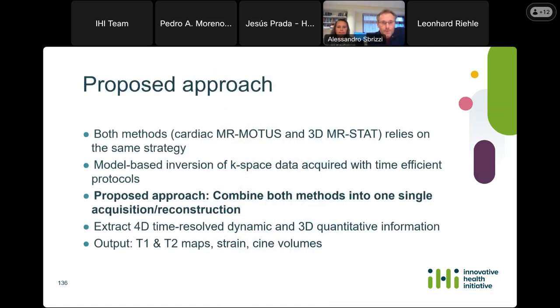To bring together these 2 approaches, they're both based on a model-based inversion of raw MRI data. So when you combine both into a single acquisition, you can go full 5D or 4D time-resolved, dynamic and 3D quantitative information, and the output is all the quantitative parameters that you need for a proper diagnosis. Next slide.